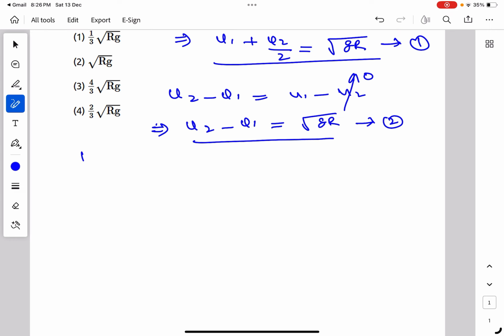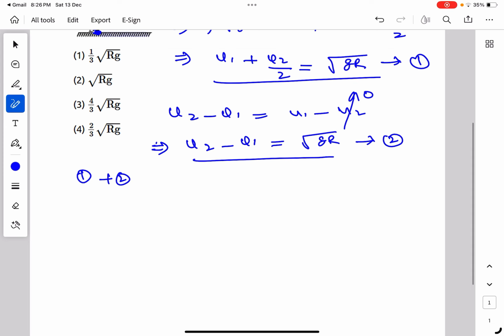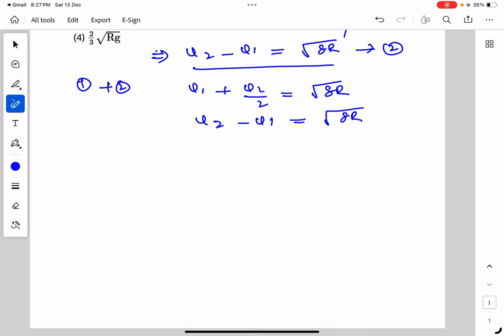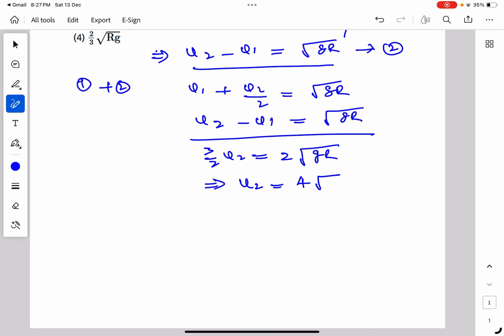Let's add equation 1 and 2. So this will give us v1 plus v2 upon 2 equal to root of gr. Second equation is v2 minus v1 equal to root of gr. So this will give us 3 by 2 v2 equal to 2 root of gr. So therefore v2 is equal to 4 root gr upon 3.